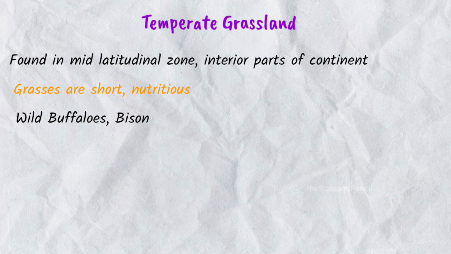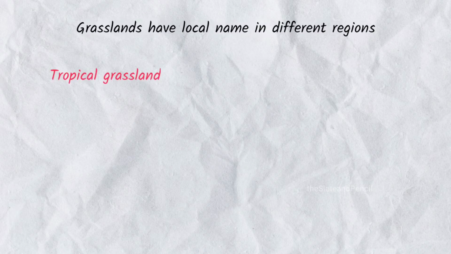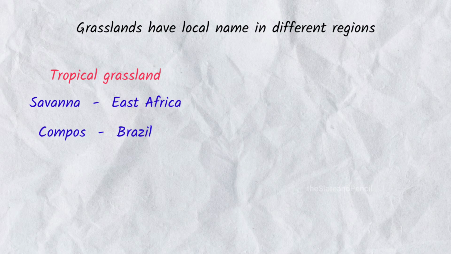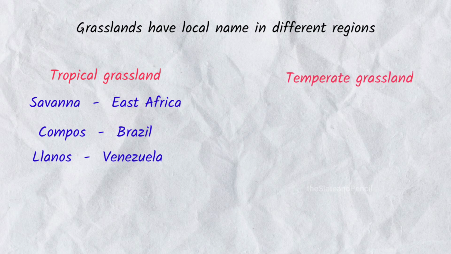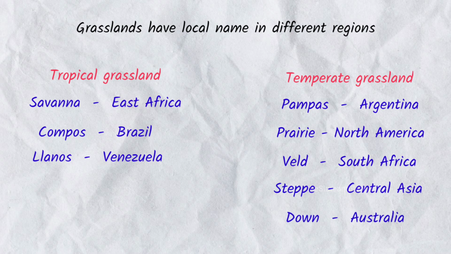Do you know grasslands have local name in different regions? Some of the famous tropical grassland in the world are savanna from East Africa, Campos from Brazil, Llanos in Venezuela. Now some of the names of the temperate grassland in the world are Pampas in Argentina, prairies in the North America, veld in the South Africa, steppes in the Central Asia and down in Australia.